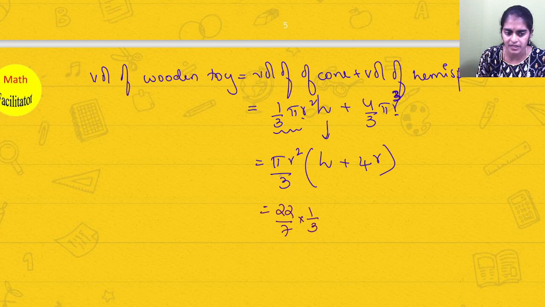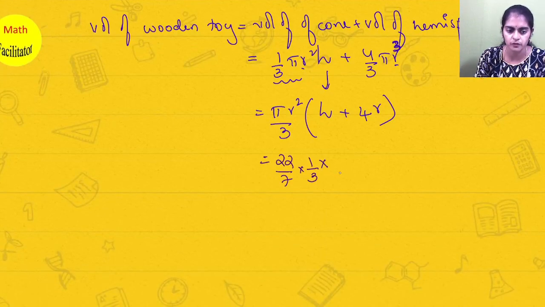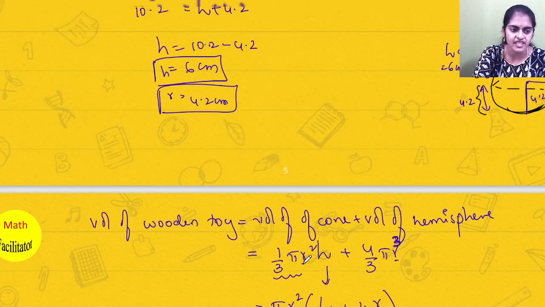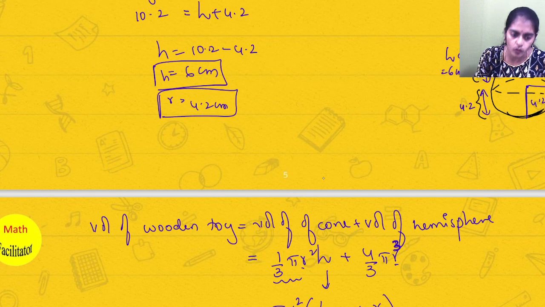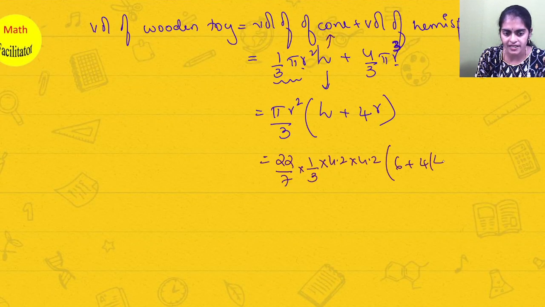into 1 by 3, this denominator 3, into r square. Now what is r? r is 4.2. So r square is 4.2 into 4.2. What is h? h is the height of the cone. The height of the cone is 6 plus 4 into r, which is again 4.2. So that is equal to 3 1 time 3.